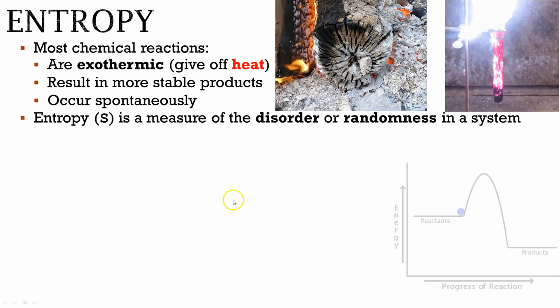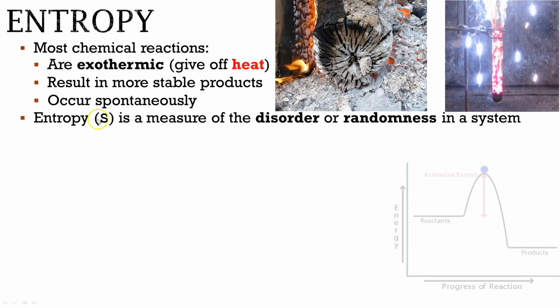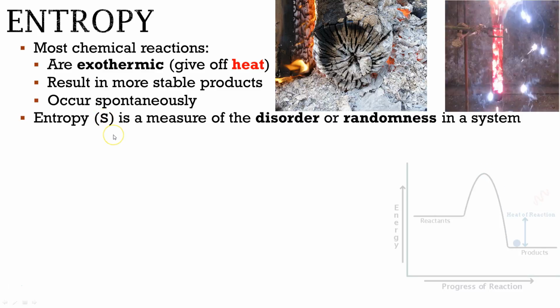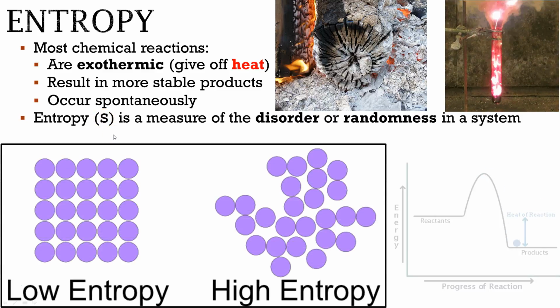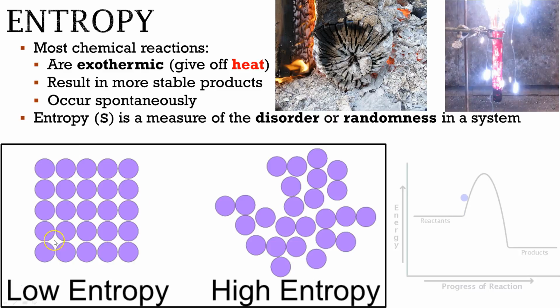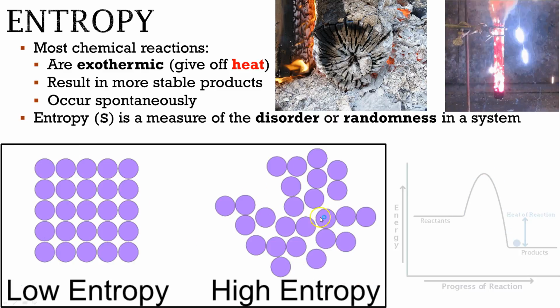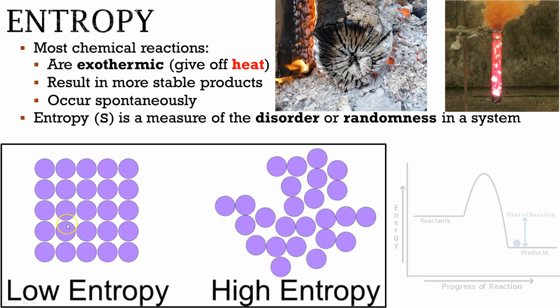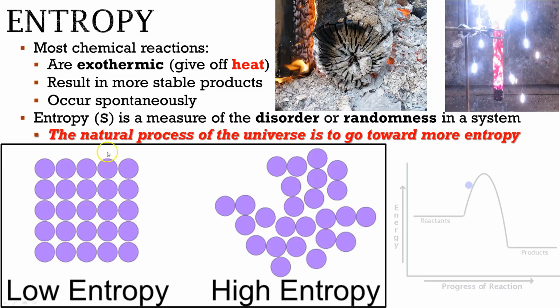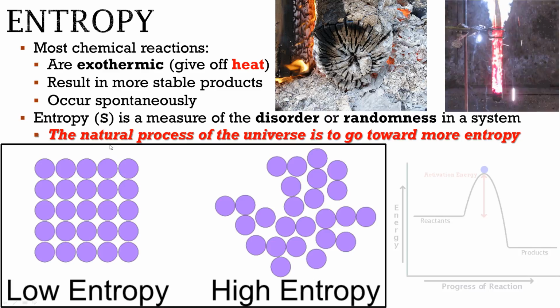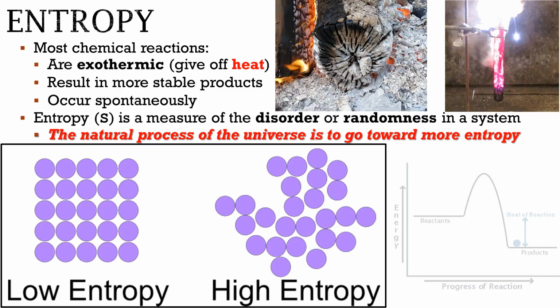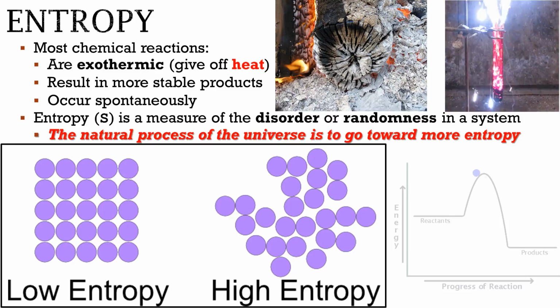Now, to understand why, we need to understand entropy, which we use the letter S for. That's a measure of the disorder or the randomness in a system. Here's a system right here with very low entropy. Here's high entropy. So a lot of disorder, a lot of randomness here, not so much here. Here it's very ordered and systematic. The natural process of the universe, it has a tendency to always go toward more entropy. So keep that in mind. Things are always going toward disorder.